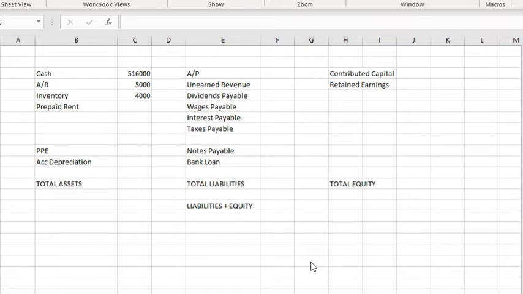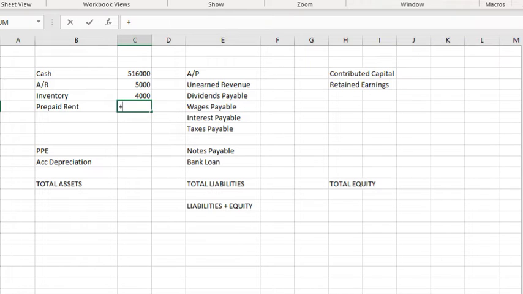Hi everyone, in the previous video we started building our balance sheet based on the journal entries, and we are going to continue building and finishing the balance sheet. So we did the cash, accounts receivable and inventory.